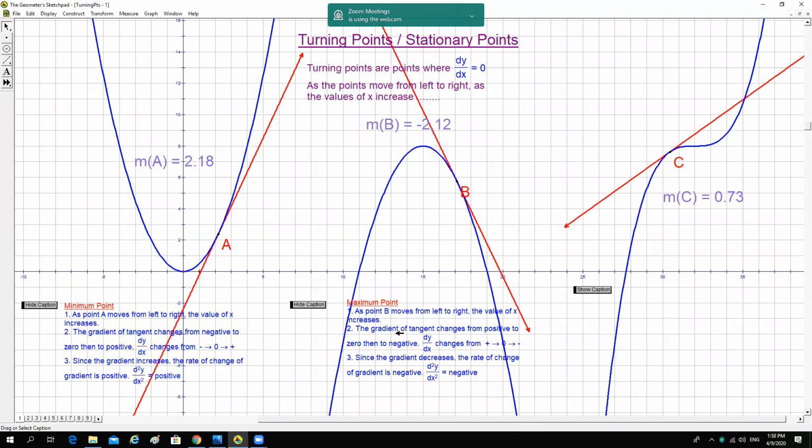Now the second thing I want to tell you is about the gradient of the tangent. What happens to the gradient of the tangent? At first, what value is it? Positive. Then after going through the turning point, what value is it? Negative. Yes, correct. So the gradient of the tangent changes from positive to negative.